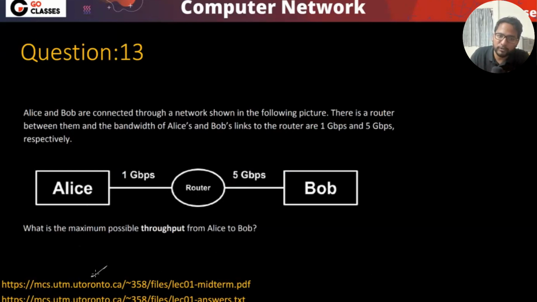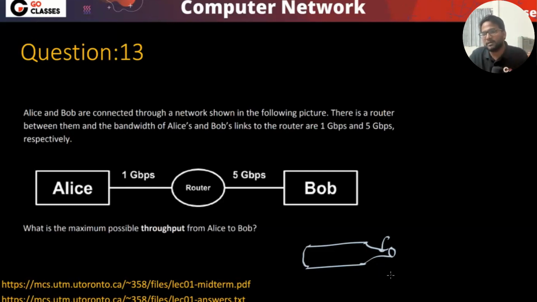That question is from Toronto University. See, if you have different bandwidths, then what is the bottleneck bandwidth? Bottleneck means the minimum bandwidth. Bottleneck means this is the bottle, let's suppose, and this is the neck of the bottle. So generally, the speed is determined by that. If the neck is very thin, then you can't send the data at a very good speed. So here the speed will be determined by this bottleneck, which is 1 Gbps. So the maximum throughput you can have is at most 1 Gbps. You cannot have more than that.